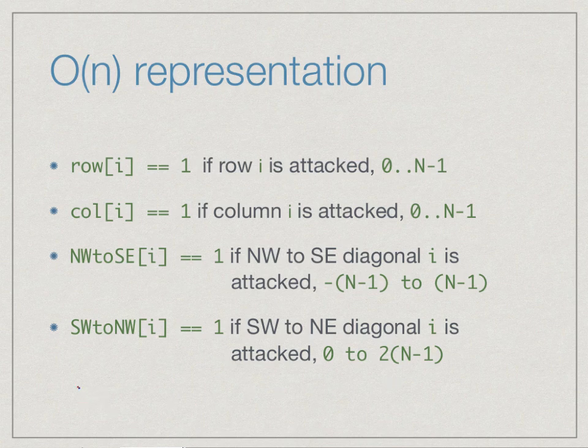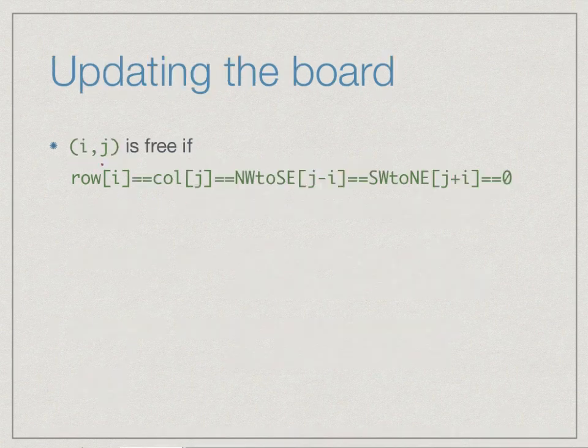Therefore, if we want to see if an ij square is under attack, we check whether row i is 1, or column j is 1, or the j minus i diagonal is 1, or the i plus j diagonal is 1. If any of these is 1, then it's under attack. If all of these are 0, then it's not under attack. So ij is free provided row i, column j, the northwest to southeast diagonal j minus i, and the southwest to northeast diagonal j plus i are all equal to 0.